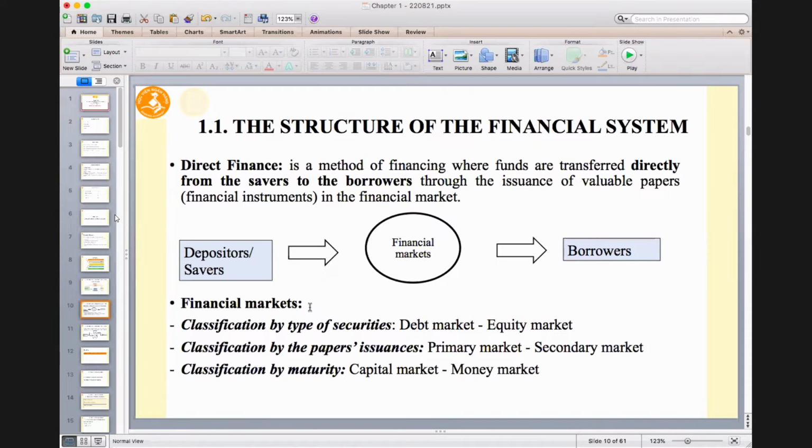And next, we have another way: primary market and secondary market. Who knows the difference between primary market and secondary market? Nguyễn Thị Thanh Thư, please.